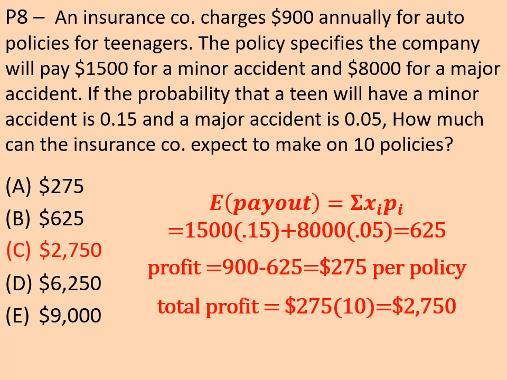All right, so in this case, the expected payout would be, we would multiply each of the amounts of payouts by the probabilities of each of those occurring, and that would give us $625. So they would expect, on average, to pay out $625 per policy. So they charge $900. So the profit per policy was 900 minus 625. And then we're talking about 10 policies. So we simply multiply that by 10.